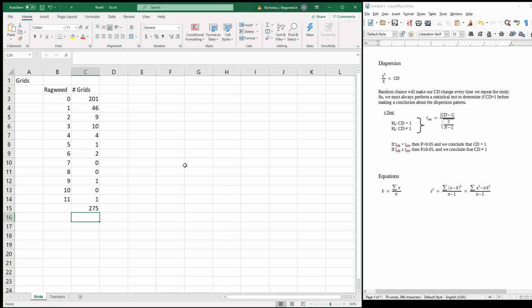So how are we going to do it? Well, I include our equations here. Our equation for a mean is the sum of our x's over our total sample size. So this is our sample size.